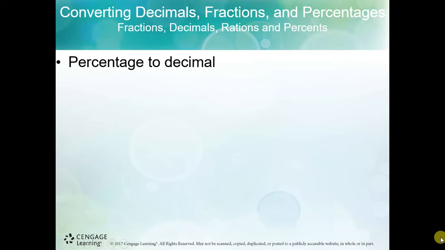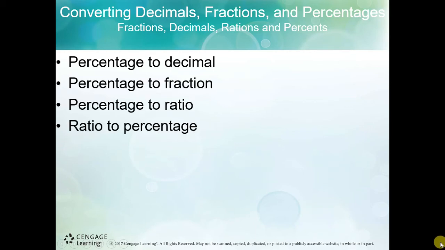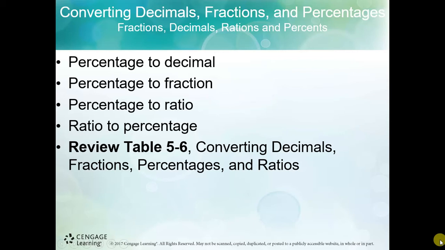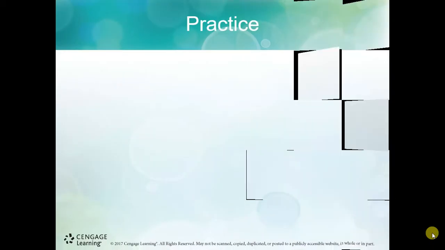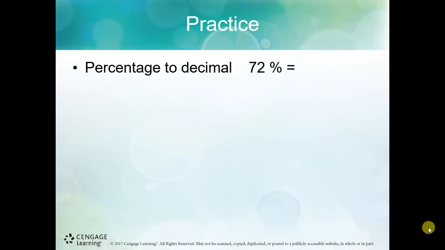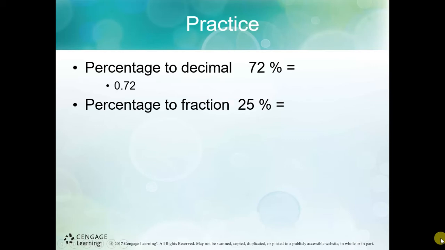So now we have to talk a little bit about conversions, converting decimals, fractions, and percentages, one to the other. Okay, and you can review this in table 5-6. So convert the percentage to the decimal. 72% in decimal form is 0.72. 25% in fraction form is 1/4.